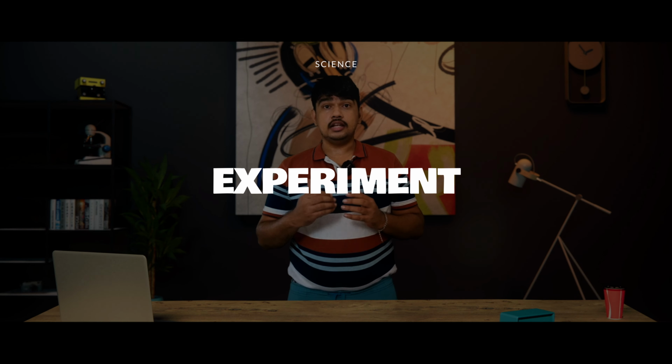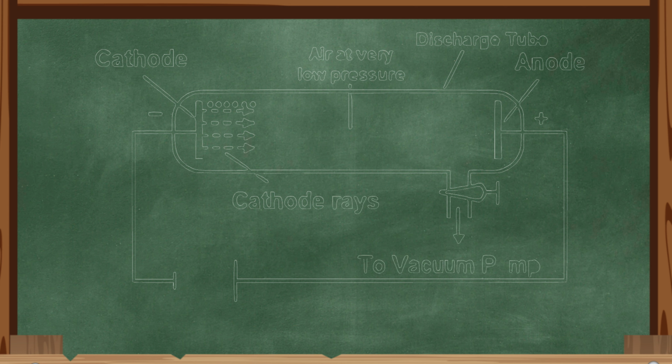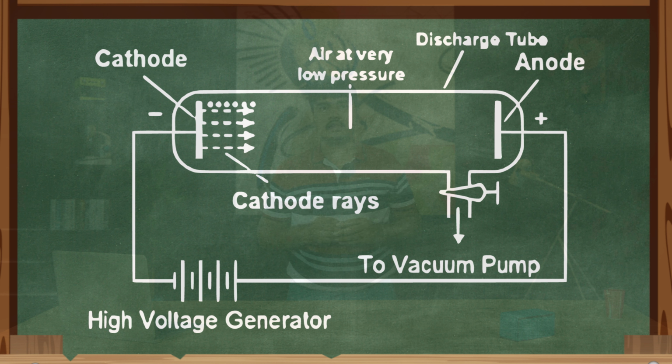A few decades later, scientists experimented with electricity in a new way. They created something called a cathode ray tube. Let's see how it works. They put two metal pieces called electrodes in a glass tube with very little air inside. When they turned on the high voltage, a stream of invisible particles flowed from the cathode to the anode.